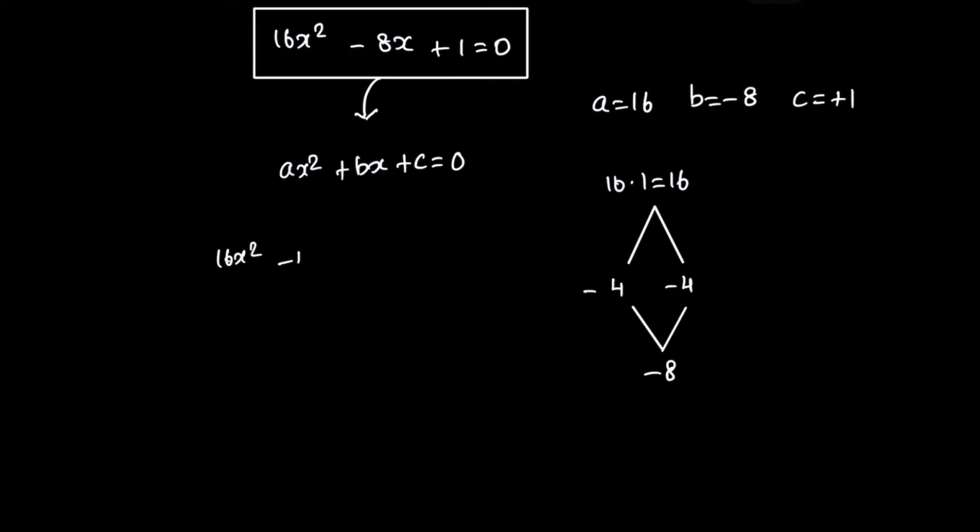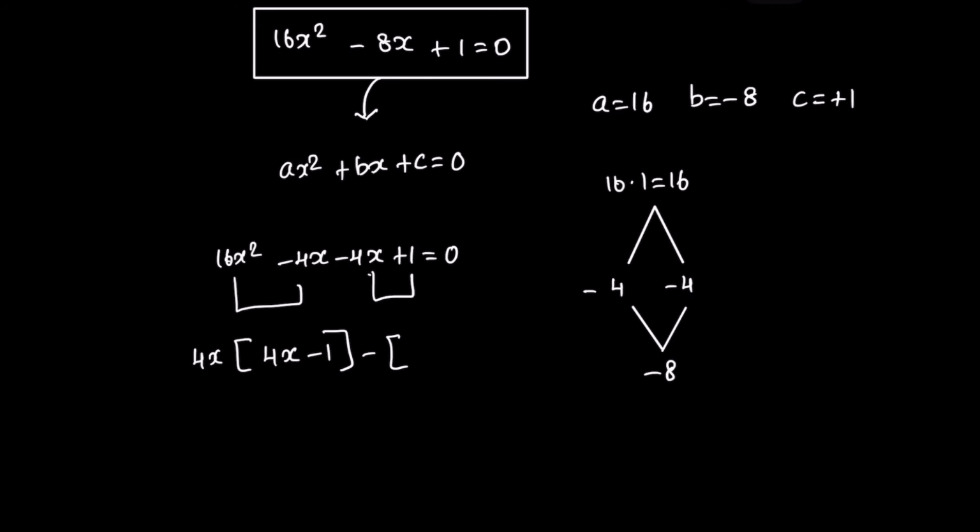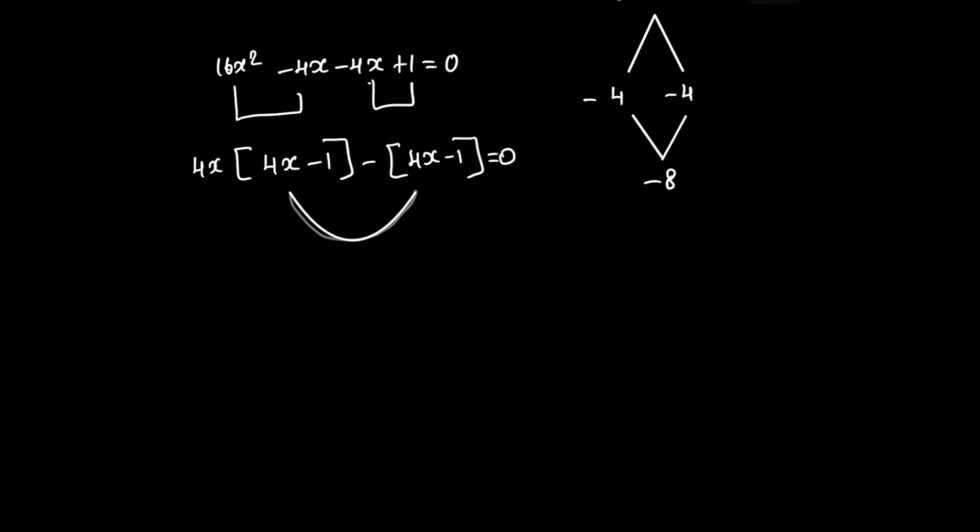16x square minus 4x minus 4x plus 1 is equal to 0. Now in the first two terms, 4 and also x is common, so 4x we just take out, 4x minus 1. For the next term, you just take the minus term: 4x and plus 1 will become a minus 1. Then 4x minus 1 is common for both terms. Just take it out, so 4x minus 1, then the remaining part is also 4x minus 1.